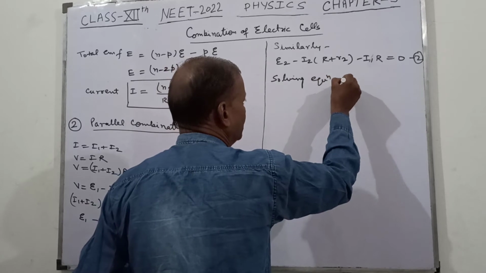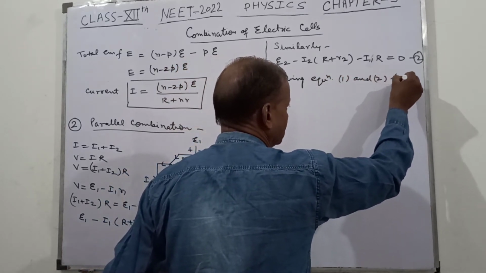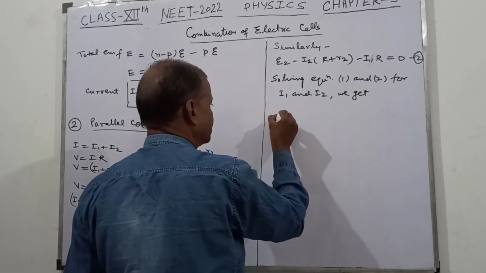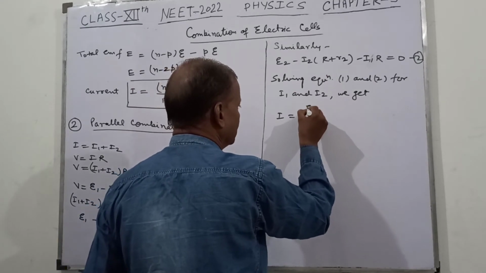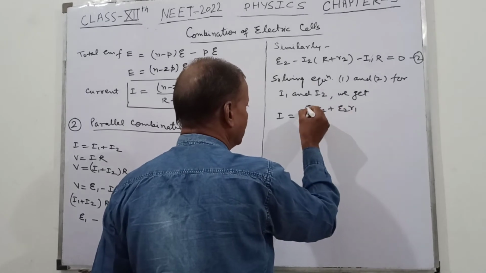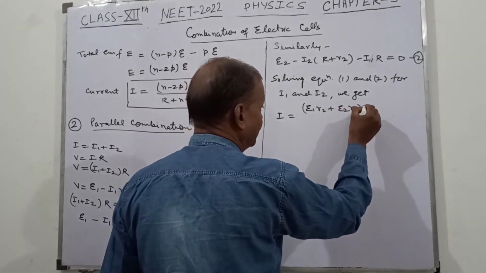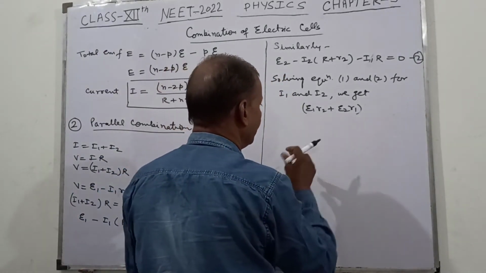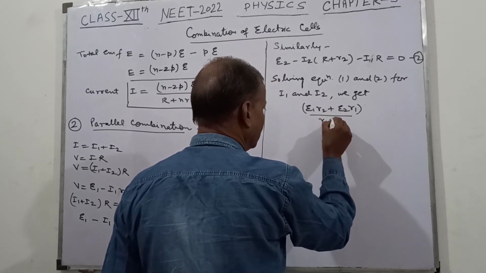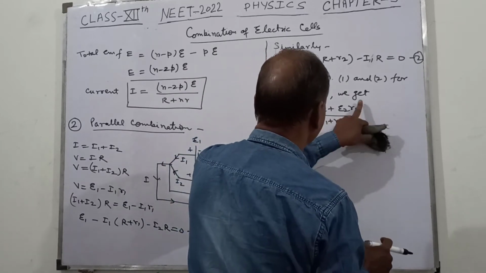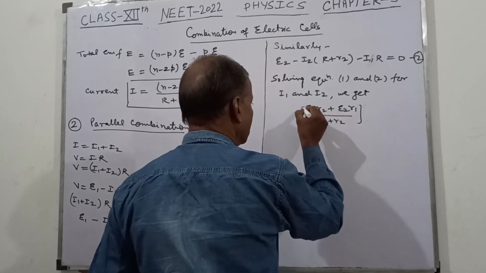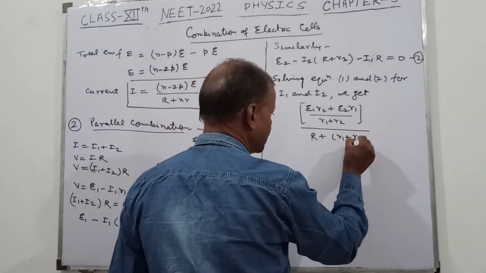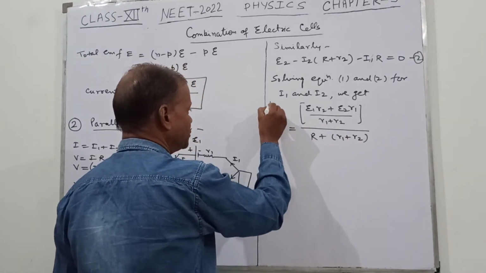solving equation 1 and 2 for I1 and I2, we get I is equal to E1 R2 plus E2 R1 divided by R1 R2 upon R1 plus R2 plus R. This is equal to the current I.